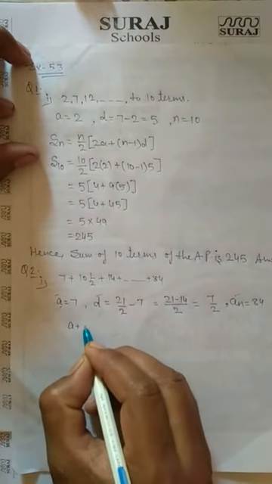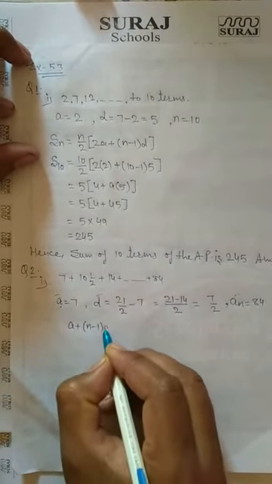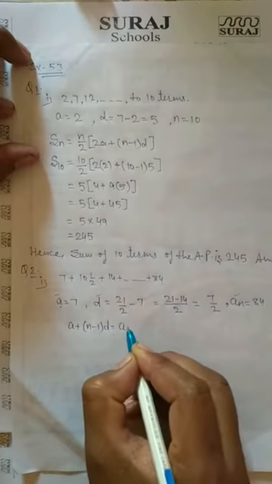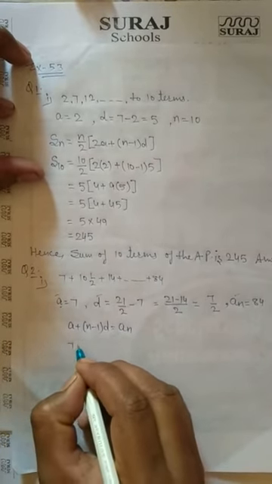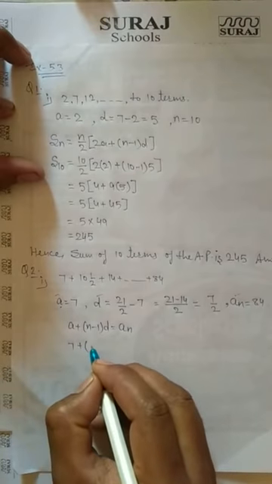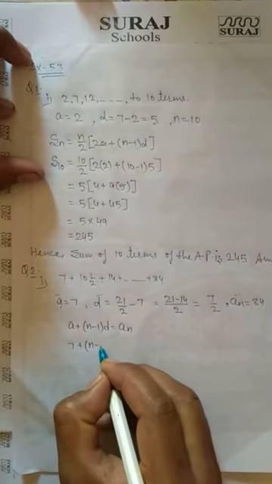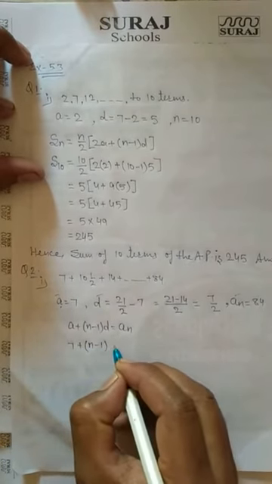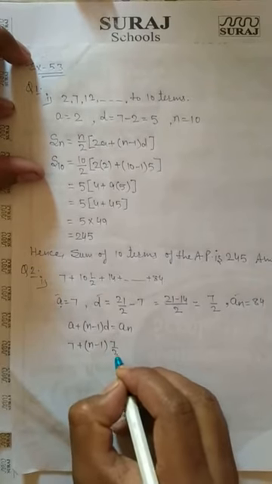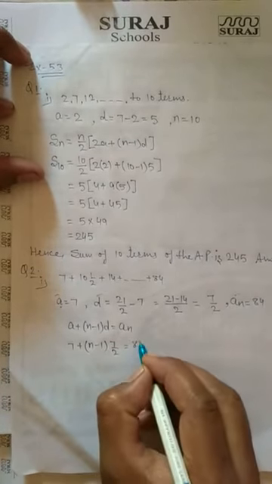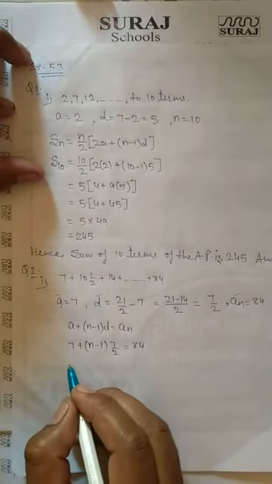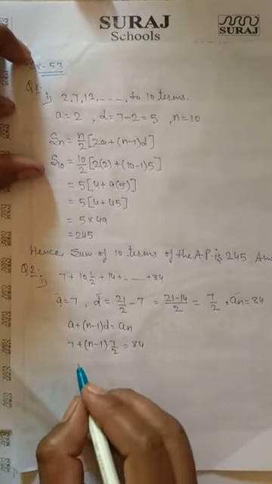A plus n minus 1 into d is equal to an. So a is 7, n is not given, minus 1 into d. d is 7/2, is equal to an. an is 84. Okay, let's solve this.